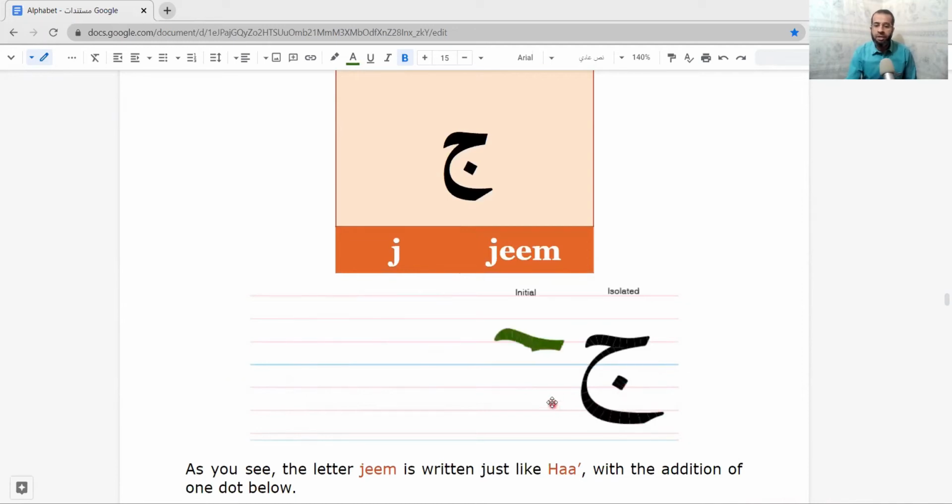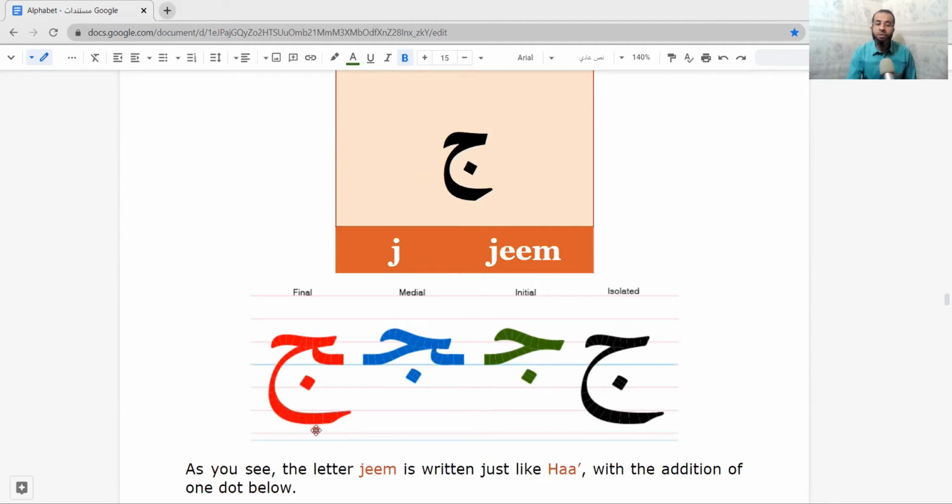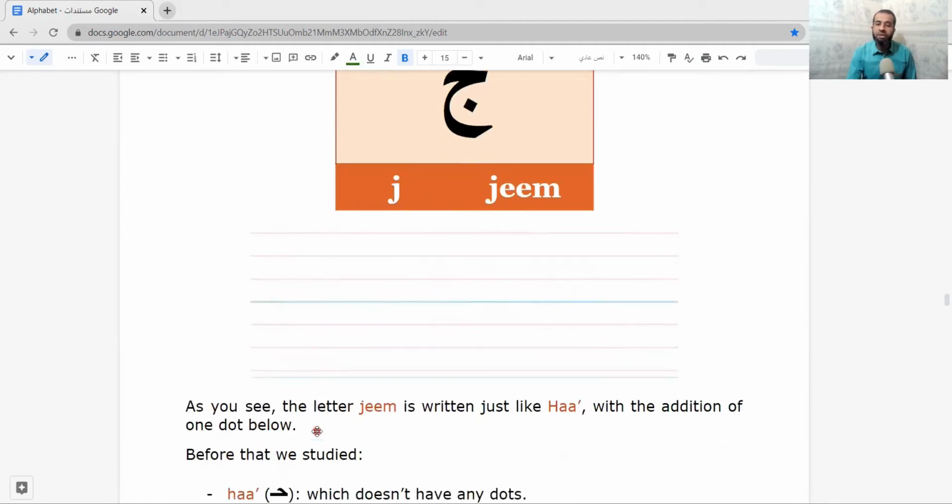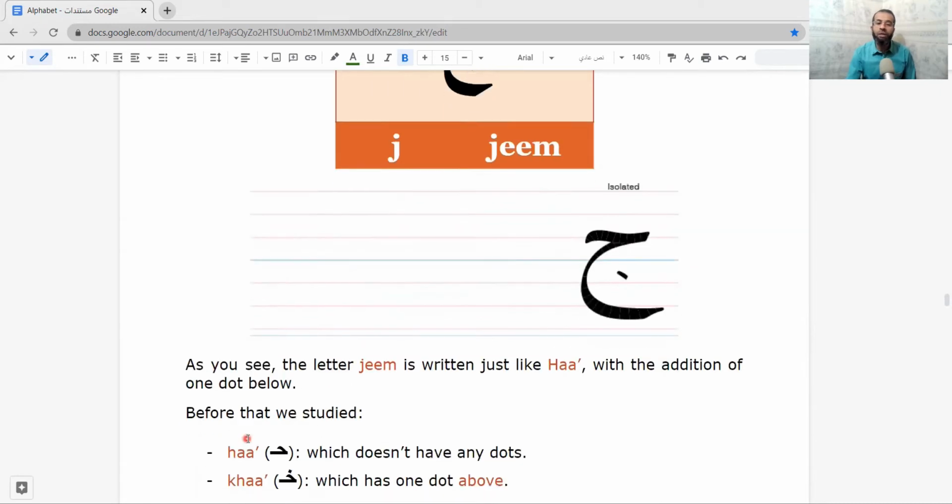When it is initial, like this, and when it is in the middle, it's written like this, connected from right and from left. And when it is final, the shape is complete here. As you see, the letter Jim is written just like Ha with the addition of one dot below.